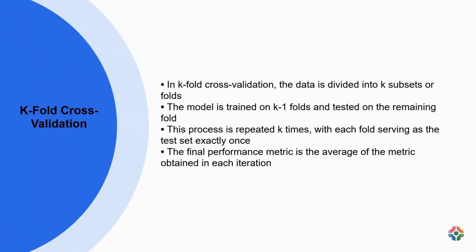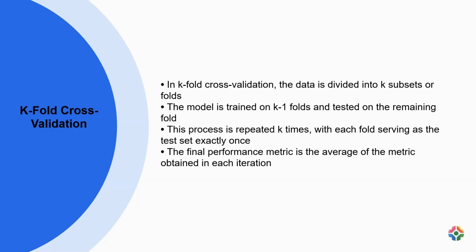K-fold cross-validation is a technique used to assess the performance of a machine learning model. The data is partitioned into k subsets or folds. The model is trained on k-1 folds and tested on the remaining fold. This process is repeated k times, with each fold acting as the test set once. The final performance metric is calculated by averaging the metric obtained in each iteration.